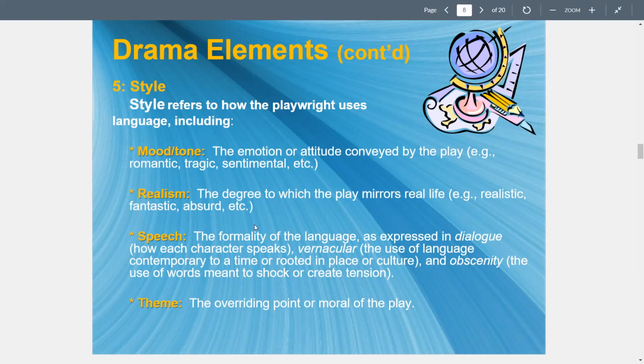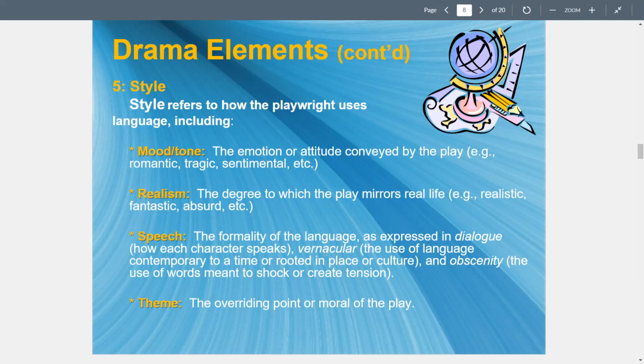The speech is going to be the formality of the language as expressed in the dialogue, so how each character speaks versus the vernacular. If the character is using very formal language, like a lot of Shakespeare's noble characters do, same way in Greek plays, the noble characters speak in more formal language. That helps us characterize who they are, but it also tells us more about the language itself.